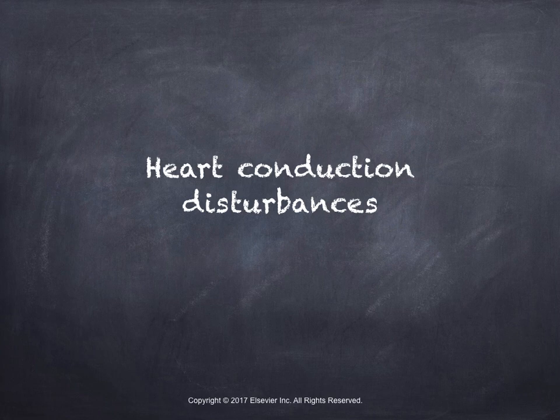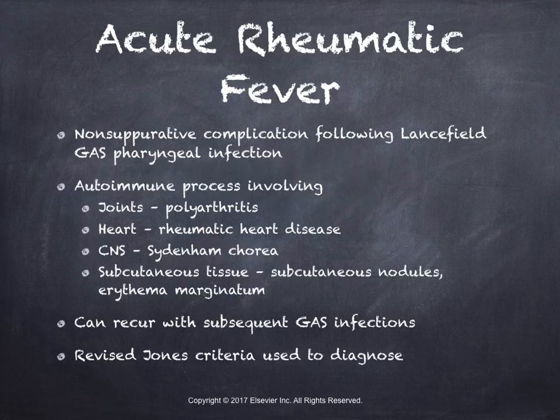Okay, so I took out heart conduction disturbances, but we are going to talk about acute rheumatic fever briefly, just to review, because I know you had this last semester. And this is an autoimmune process. Generally, that is a complication of a group A strep pharyngeal infection. And this process tends to involve the joints, the heart, the central nervous system, and the subcutaneous tissue.